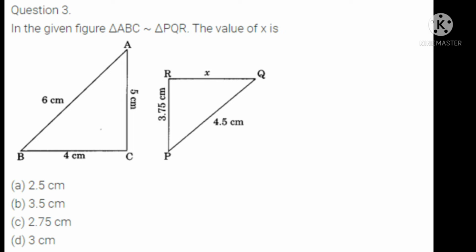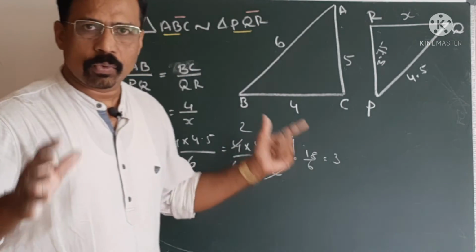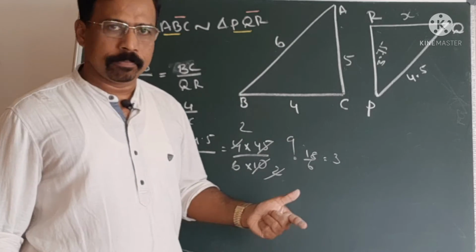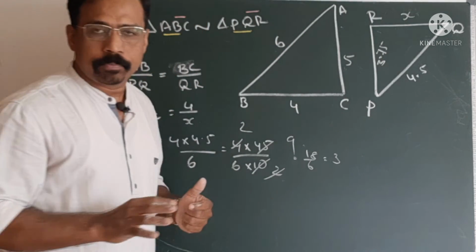Let us do question number 3. In the given figure, triangle ABC is similar to triangle PQR. Find the value of x, 4 options are given to us. Now let us understand the meaning of this question. We have to find out the value of x, that is QR. It is already given that triangle ABC is similar to triangle PQR. That means this triangle is similar to this triangle.